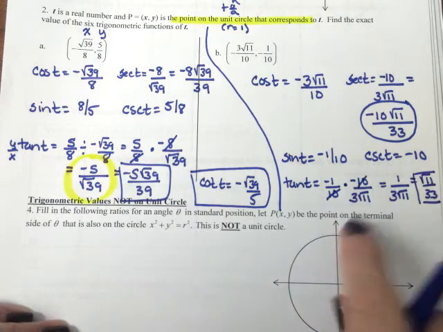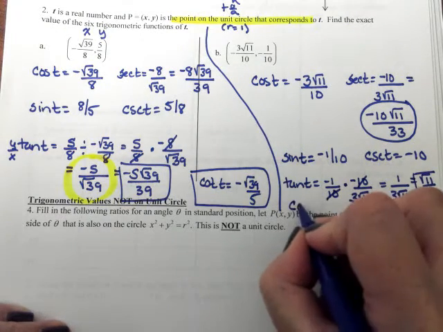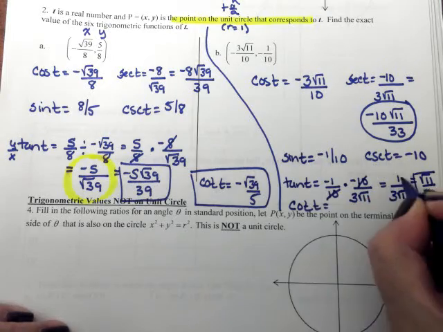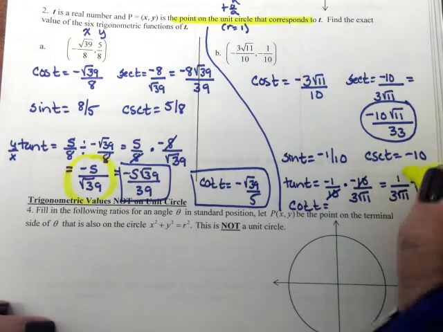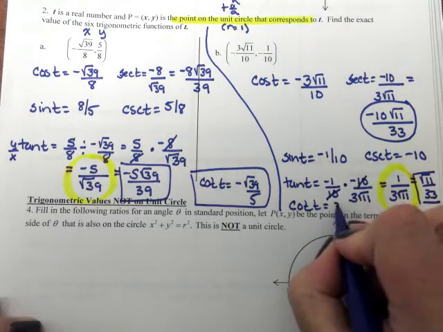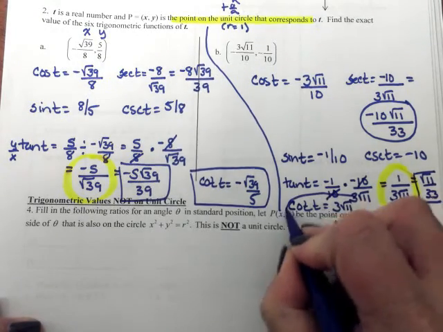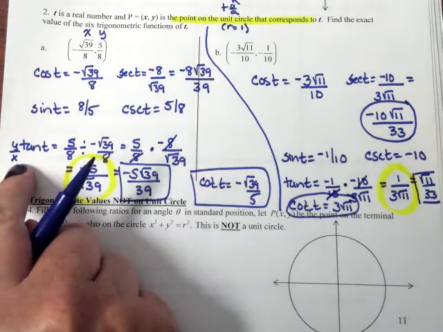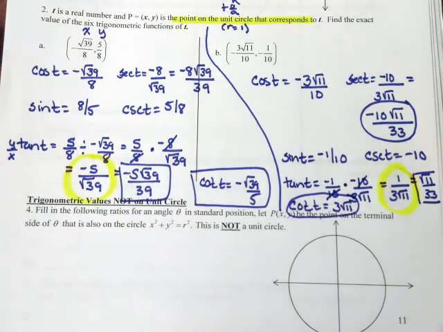And then finally, to find the cotangent, I'm going to take the reciprocal of the fraction before I rationalize that denominator. So that's going to give me 3 square root of 11. For cotangent, you could always do the x over y, but you'll see you'll get the same answer.